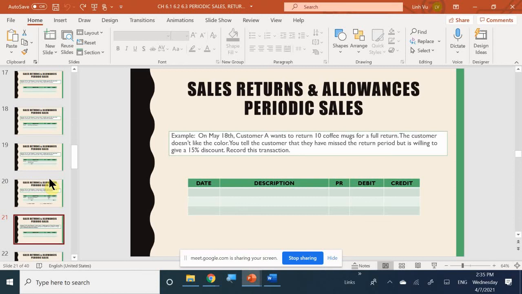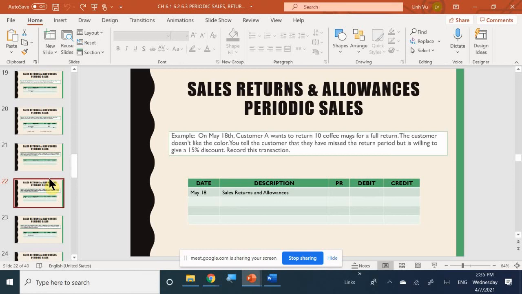So for this example here, right, the person decided to return their items because they just simply didn't like the color. And you told them that they missed their company policy, right? They missed the date that they could return it for a full refund. So in this case, they're causing a ruckus, and you want to make sure that you keep your customers satisfied. So what you do instead is you give them a discount, okay?